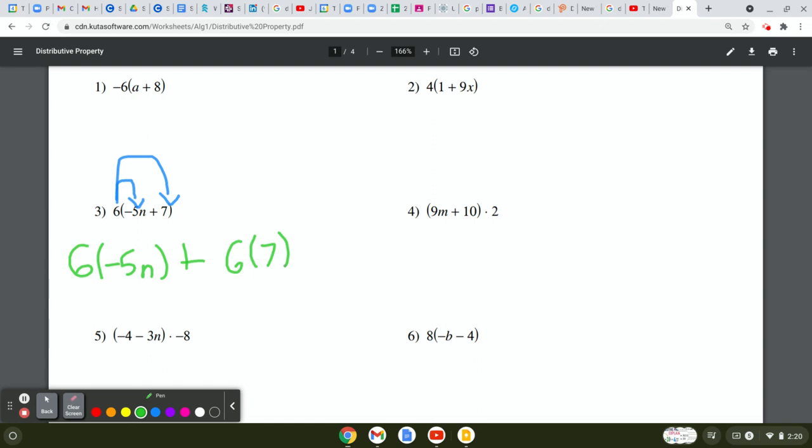So 6 times negative 5n, a positive times a negative, is going to give me a negative 30n plus, and 6 times 7 is going to give us 42. See, I'm done with that. I'm just going to box my answer right there.